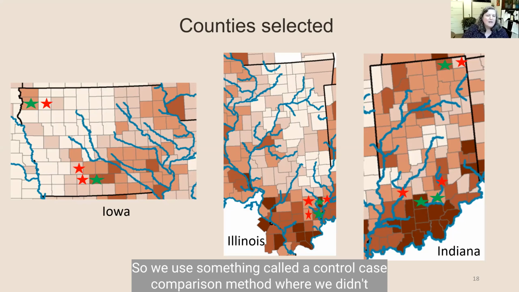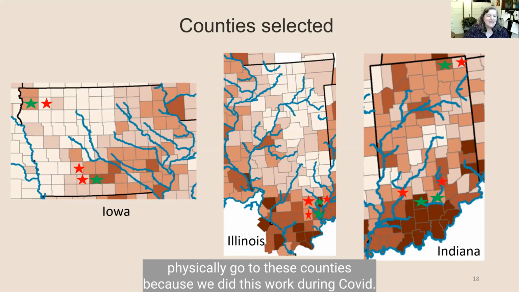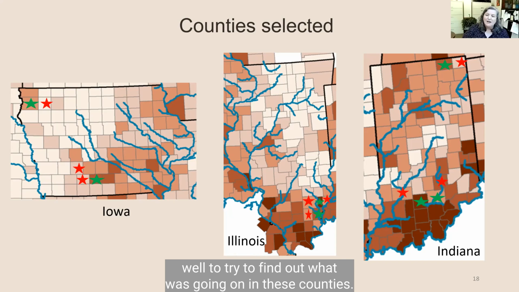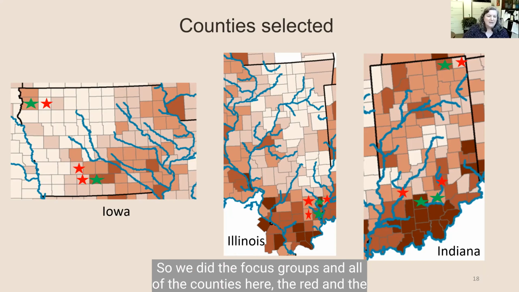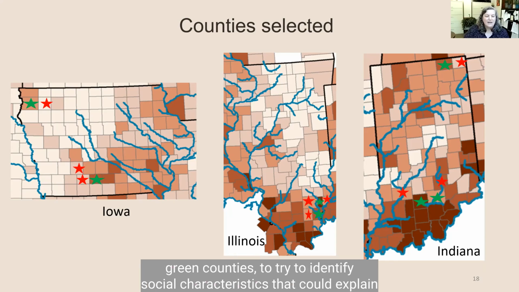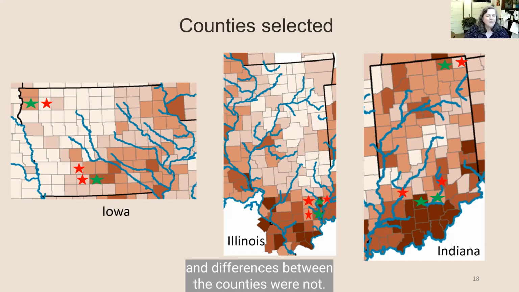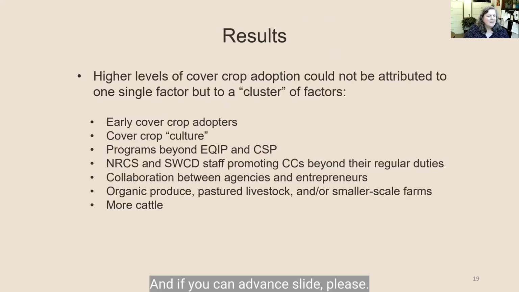So we use something called a control case comparison method, where we didn't physically go to these counties because we did this work during COVID. We did online focus groups with informed stakeholders in each of these counties. And we did some individual interviews as well to try to find out what was going on in these counties. So we did the focus groups in all of the counties here, the red and the green counties, to try to identify social characteristics that could explain the differences in ways that the biophysical characteristics and differences between the counties were not. And if you can advance the slide, please.